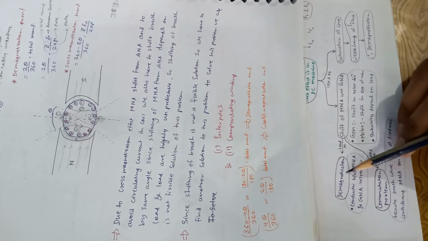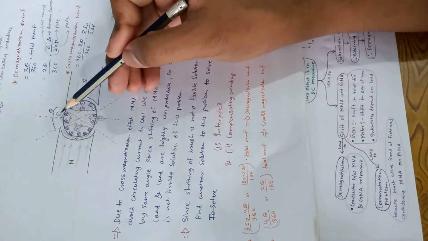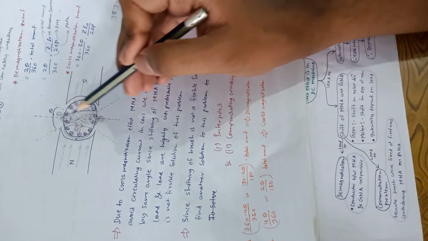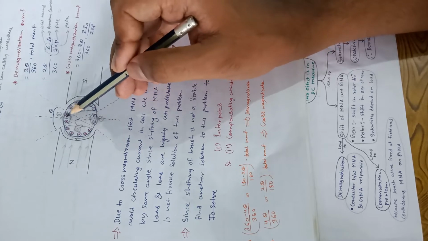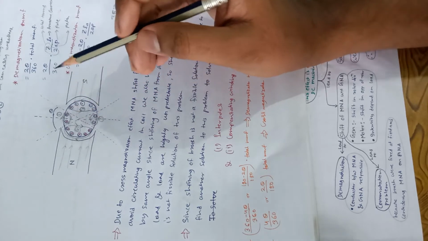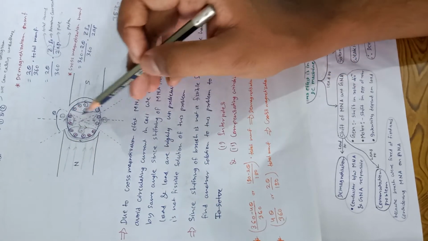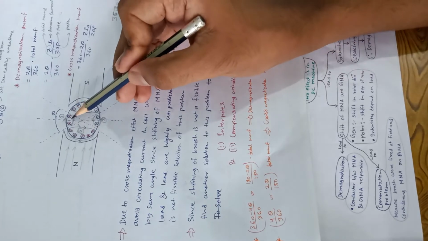See, another type of demagnetization is due to the conductor between MNA and GNA. This is the conductor between MNA and GNA, and due to this also demagnetization occurs. Now we can understand the two types of demagnetization. One demagnetization is due to saturation, and this one is due to shifting of MNA and GNA, due to this conductor.